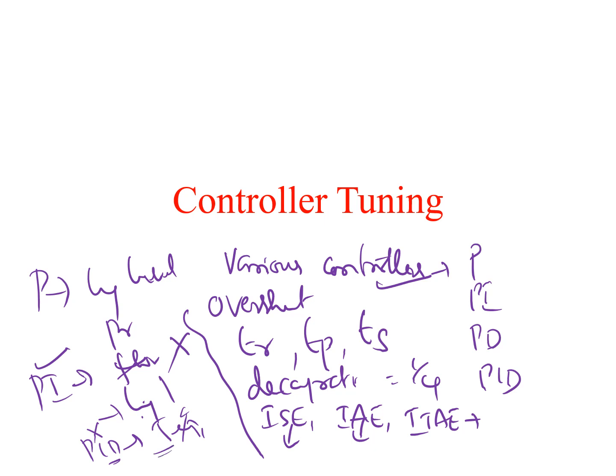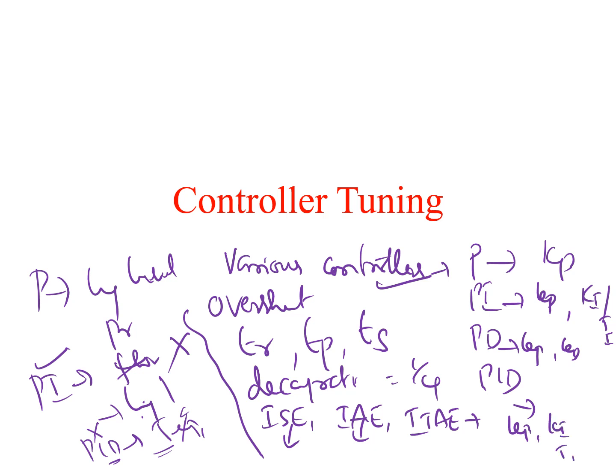So now we know the controllers, we have fixed the controllers for a particular process, and we know the criteria. Finally, once we fix the controllers, we have to tune the parameters. So what are the parameters for a proportional controller? Kp is the parameter. For PI, Kp and Ki or integral time. And for PD, Kp and Kd. And for PID, you have to tune Kp, Ki or Ti, Kd or Td.